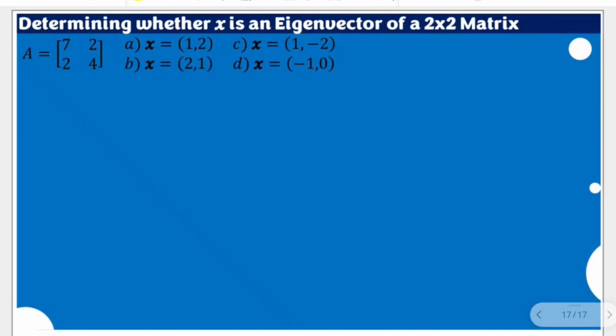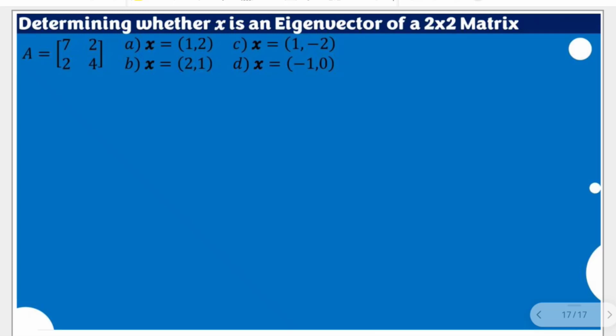Here, we are to determine whether the given x vector is an eigenvector of a 2 by 2 matrix. We have 4 of them here, and we're going to verify them one by one using this given 2 by 2 matrix A, which contains 7, 2, 2, and 4.